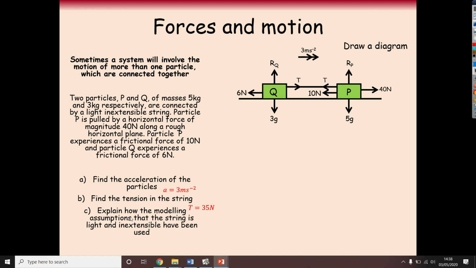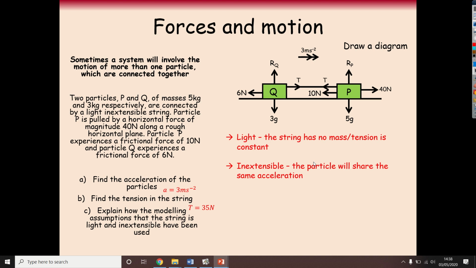We have talked about these modelling assumptions, but I'm going to draw it all together for you, and you can write them down. So if the string between these things is light, which it normally will be, I don't think I've seen a question where the string isn't light, there's no mass in the string, which goes on to imply that the tension is the same all the way through. So the tension pulling out of Q is the same as the tension pulling out of P. The fact it's inextensible means that the acceleration is the same on both particles. They're both moving with the same acceleration, because the string is not getting any shorter or longer.